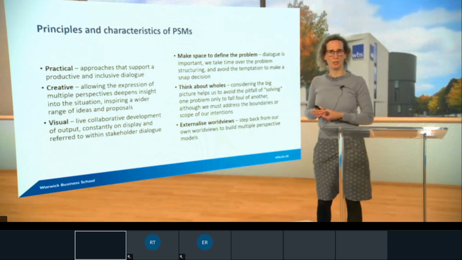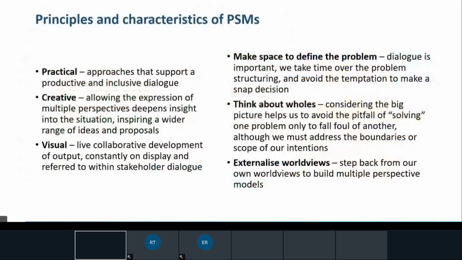They tend to be visual, in part because they're used in live collaborative development of output. They're constantly on display, and we're referring to them within the stakeholder dialogue. We are deliberately taking time over this. We're making space and avoiding the temptation to make a snap decision whilst we just focus on exploring that situation. We're thinking about wholes, so we're considering the big picture, which helps us to avoid the pitfall of solving one problem or one part of the problem only to fall foul of another.